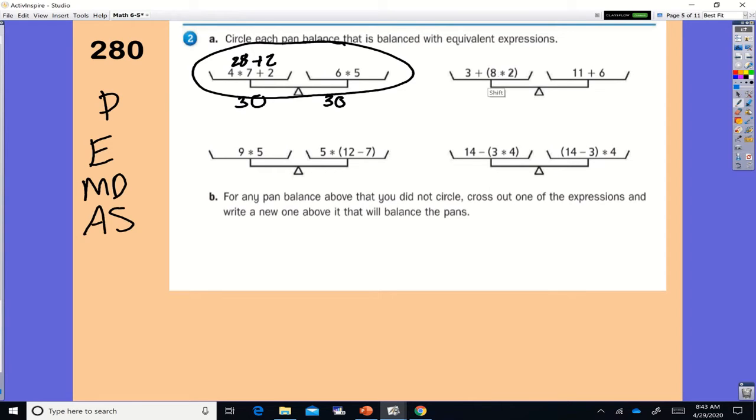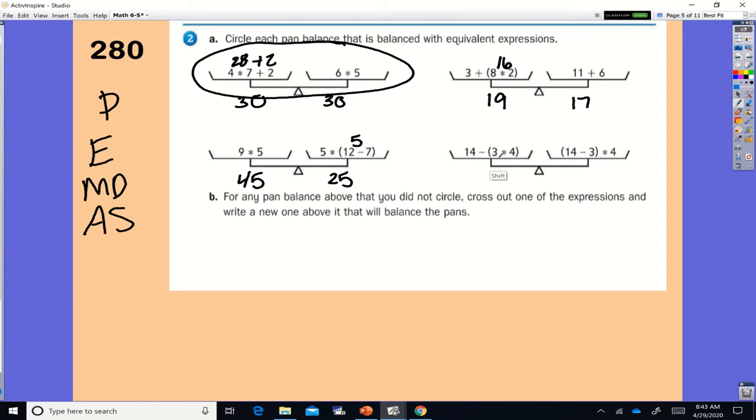So 8 times 2 is 16. Do my parentheses first. 16 plus 3 more gives me 19. 11 plus 6 is 17. So that's not going to work. 9 times 5 is 45. 12 minus 7 gives us 5. 5 times 5 is 25. That's also not going to work.